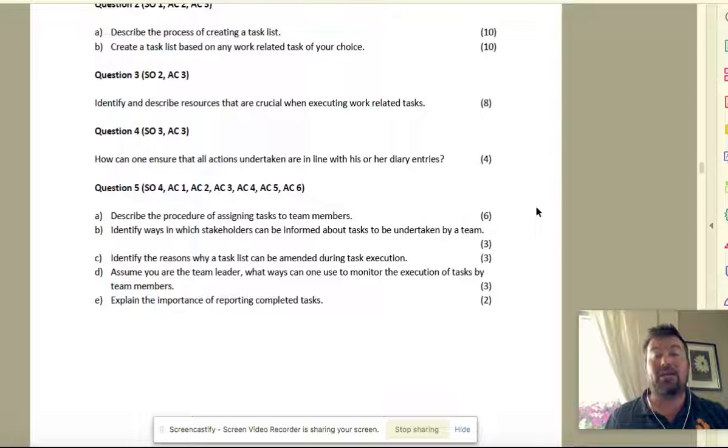Then identify ways in which stakeholders can be informed about tasks that are being undertaken by your team. So as a team, when you guys are completing the task list, how do you report back?